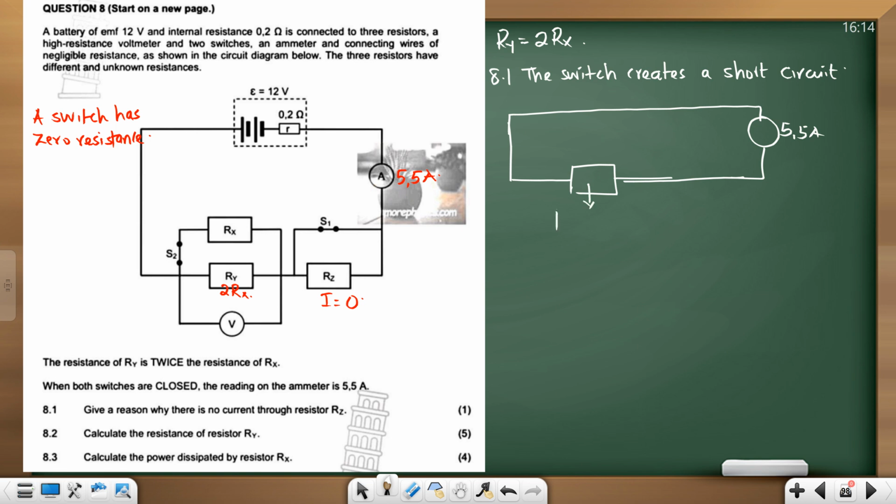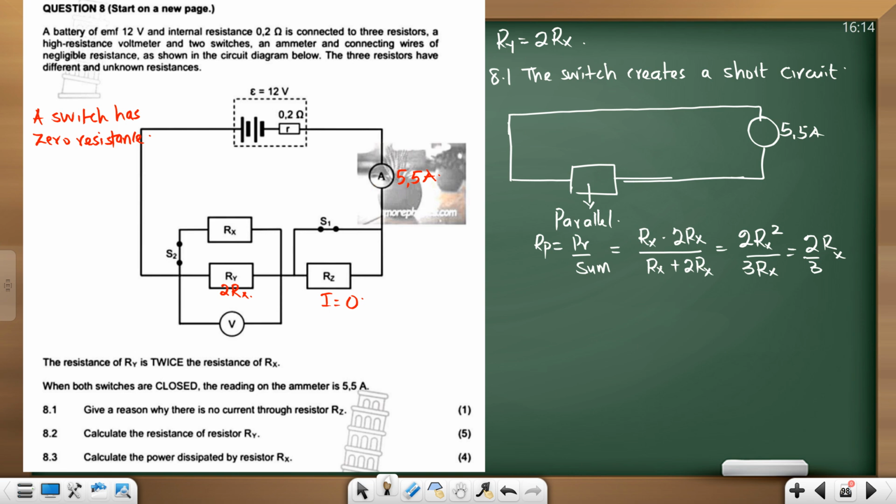Now here, this is my parallel connection. Let's find our parallel. Our parallel, we can say, is product over what? Sum. And that will give us Rx multiplied by 2Rx over Rx plus 2Rx. What would this give us? 2Rx squared over 3Rx. And if we divide, we have 2 over 3Rx. That is my total. If I can get Rx, I'll get Ry.